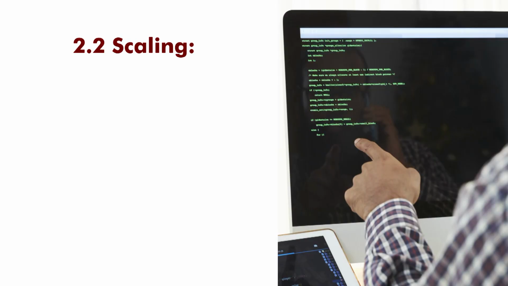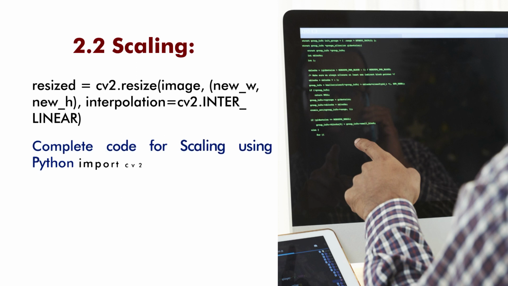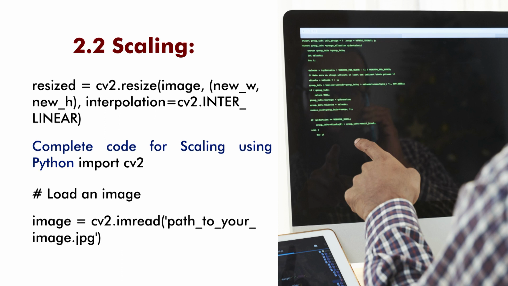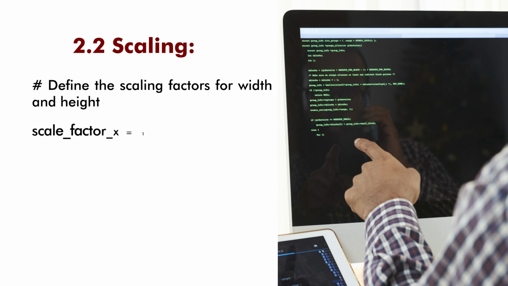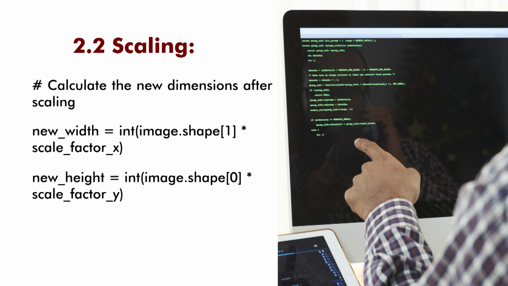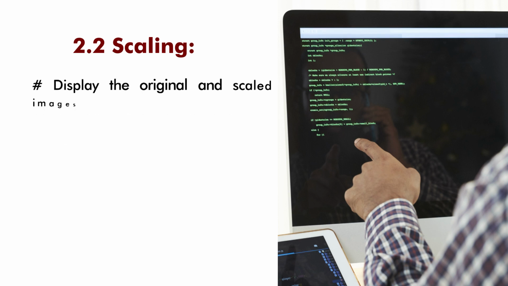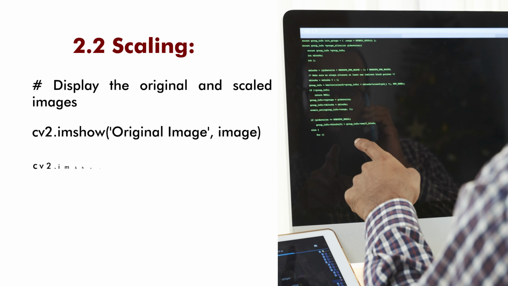Scaling is a type of geometric transformation that resizes an image by a specified factor. We can use the cv2.resize function to perform scaling. Complete code for scaling using Python. Import cv2, load an image, then define the scaling factors for width and height. Calculate the new dimensions after scaling and then apply the scaling using resize. Display the original and scaled images.